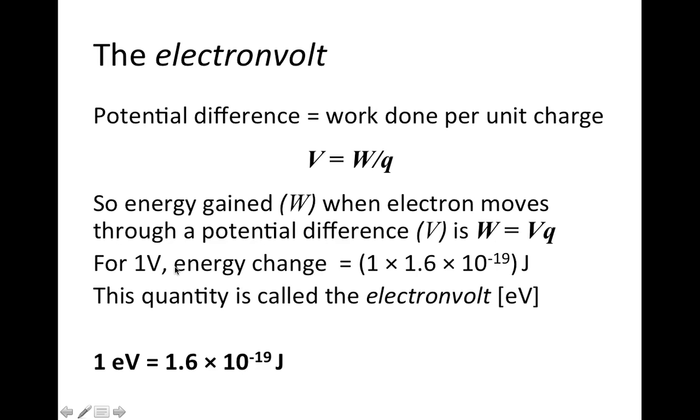So if it's 1 volt, then energy change equals 1 times the charge on the electron, 1.6 times 10 to the minus 19 coulombs, to give you a total energy change of 1.6 times 10 to the minus 19 joules. And we call this unit of energy the electronvolt, because it is the amount of energy gained by an electron passing through a potential of 1 volt, eV. And 1 eV equals 1.6 times 10 to the minus 19 joules. So it's not a very big unit of energy, but it is very appropriate when we're talking about the energies possessed by atomic level particles.